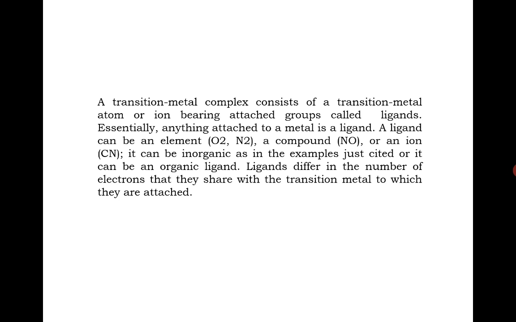A transition metal complex consists of a transition metal atom or ion bearing attached groups called ligands. Essentially, anything attached to a metal is a ligand. A ligand can be an element, O2 or N2, a compound, NO, or an ion, CN. It can be inorganic, as in the examples just cited, or it can be an organic ligand. Ligands differ in the number of electrons that they share with the transition metal to which they are attached.